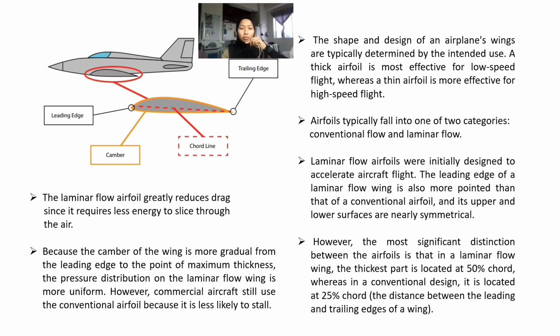Because the camber of the wing is more gradual from the leading edge to the point of maximum thickness, the pressure distribution of the laminar flow wing is more uniform. However, commercial aircraft still use the conventional airfoil because it is less likely to stall.